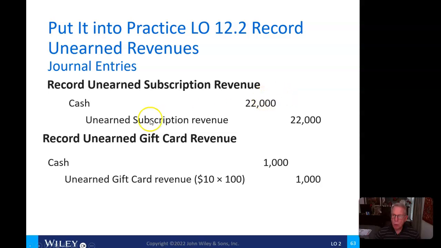All right, so the journal entries. First, we're going to record the unearned subscription revenue. We received the cash, so we'll debit it for $22,000 and credit unearned subscription revenue for $22,000. To record the unearned gift card revenue, yes, we received the cash, $1,000, so we'll debit cash and credit unearned gift card revenue, the liability, for $1,000, $10 times 100 gift cards.